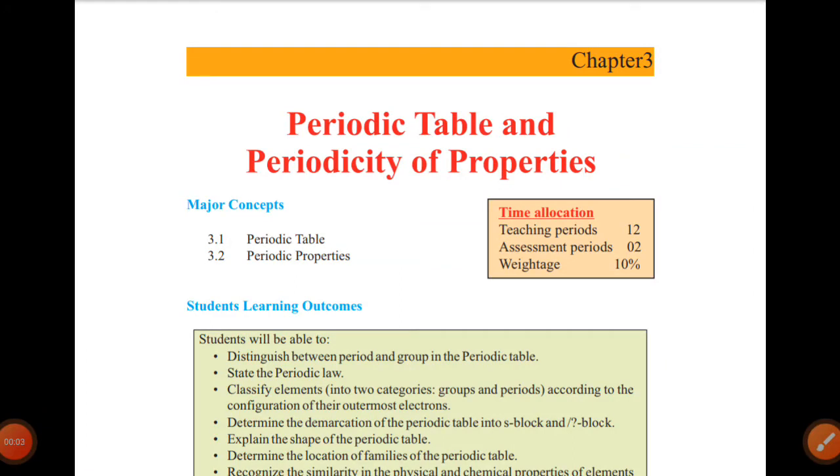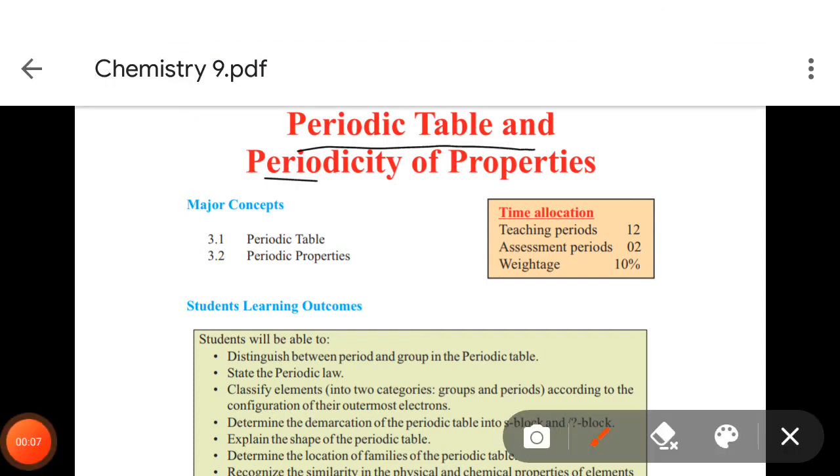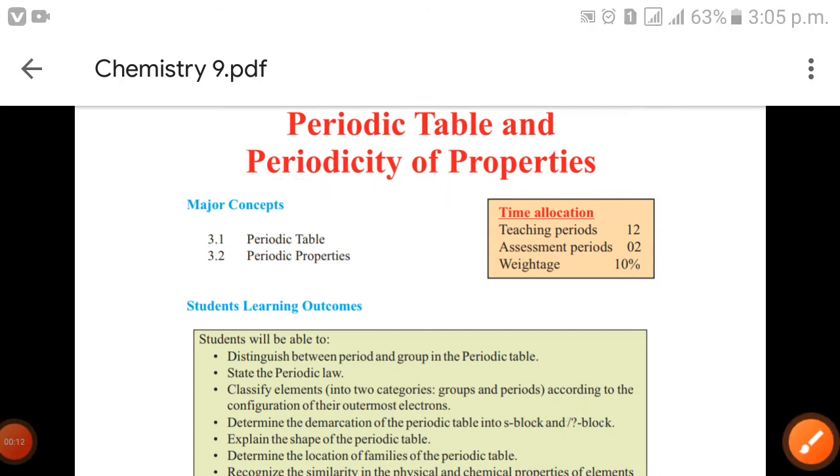And today we have to start the next topic, the next chapter, which is chapter number 3, periodic table and periodicity of the properties. ठीक है, last chapter हम लोगों ने discuss किया था और finally अब हम लोगों ने अपना new chapter start करना है आज. I hope my students are getting a lot of help from the videos that I am uploading on my channel. So today we have to start.